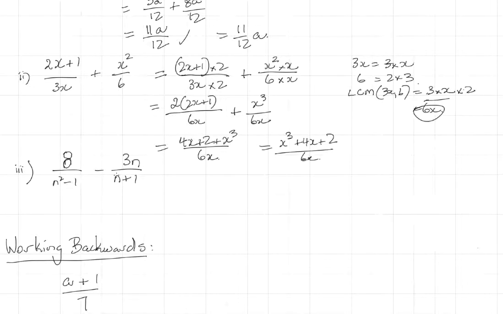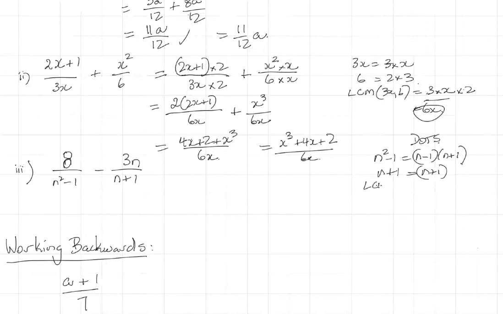We look here and we've got n squared minus 1 and we've got n plus 1. We've got to work out what the LCM of those two are. n squared minus 1 can be factorised using the difference of two squares. a squared minus b squared is (a plus b)(a minus b), so this will be (n minus 1) times (n plus 1). You multiply that out and you'll get n squared minus 1. And over here, the second denominator is n plus 1 and it's just n plus 1.